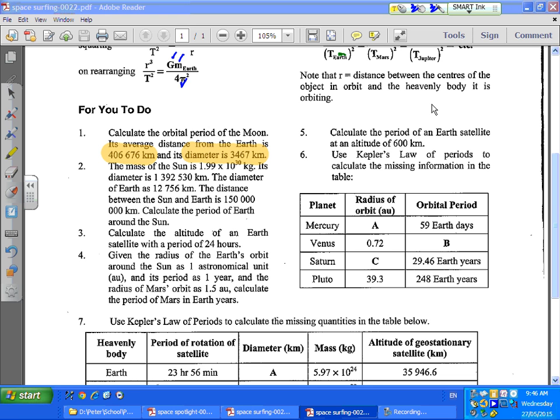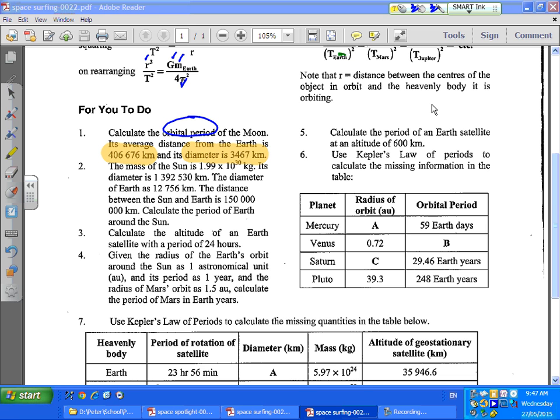Oh, sorry, 6.6. We don't need mass of Earth. Sorry, I'm going silly. We need the mass of the Sun, don't we? Oh, no, it's going around the Earth. Sorry, no, it is mass Earth. What do we have? Do we have a radius? Yes. And what do we want to find out? We want to find the orbital period. So basically, it's T.